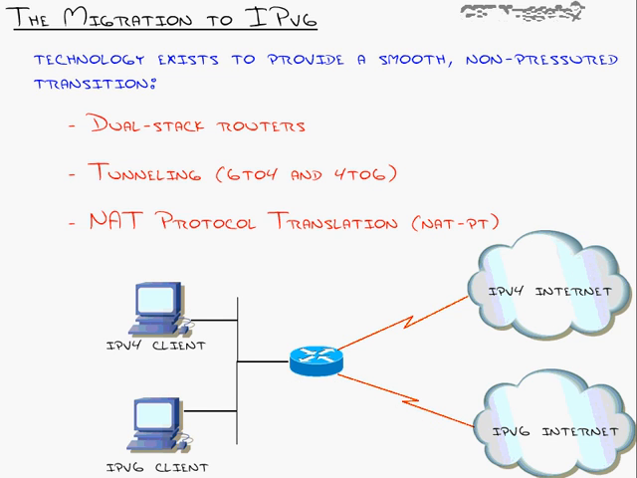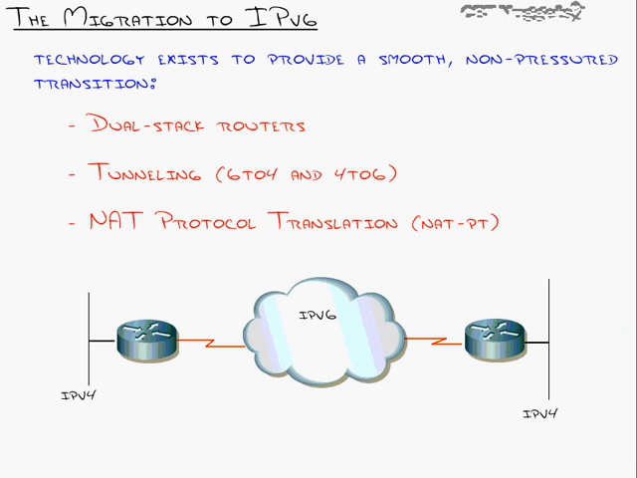So that's the first system: to have dual stack routers. The second one is going to be tunneling, meaning maybe you've got a version 6 internet that you're connecting to, and your internal networks over here are still only running version 4. Well, you can create a type of tunnel, which is kind of like a VPN, through the version 6 internet.